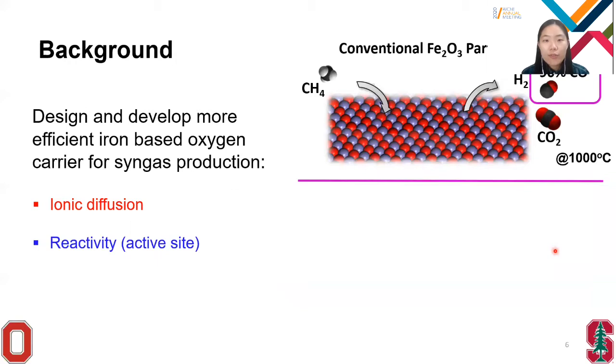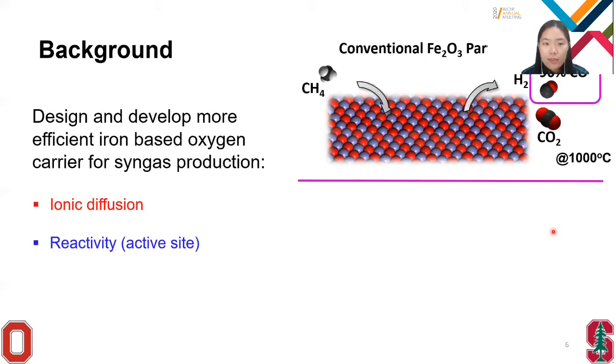My research is focusing on iron oxide as oxygen carriers and developing more efficient iron-based oxygen carriers for syngas production. There are two major issues that need to be considered. First is the ionic diffusion. This is because the reactions in both reduction and oxidation are gas-solid reactions. So increasing the solid ionic diffusivity can increase the overall reaction rate of the oxygen carrier.